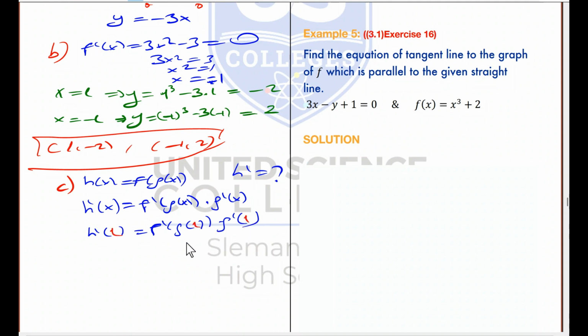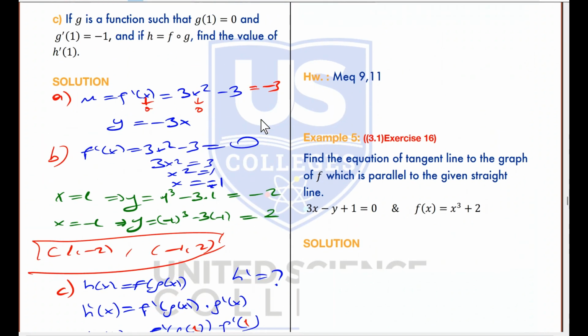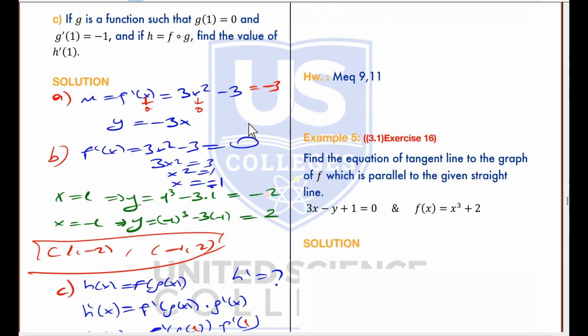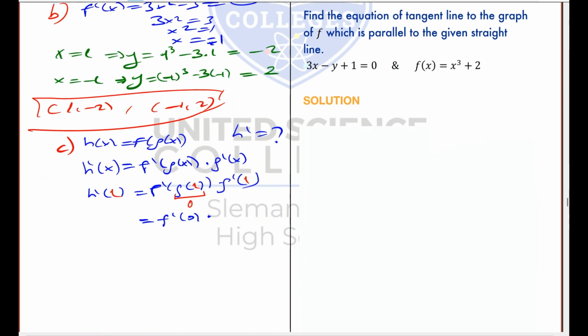So now insert the given. Am I given g of 1? Let's take a look at the question. G of 1 is given, yes, as 0. So what I need now is f prime of 0 times g prime of 1. Am I given g prime of 1? Let's see. G prime of 1 is given as negative 1. Okay. So now what is left? F prime of 0 is left.